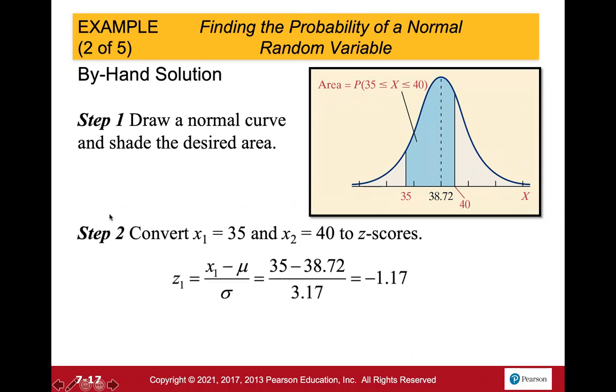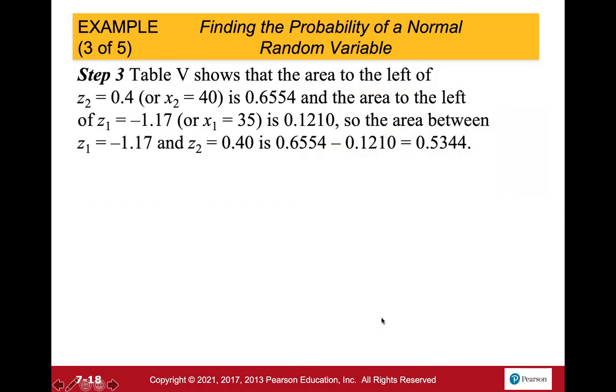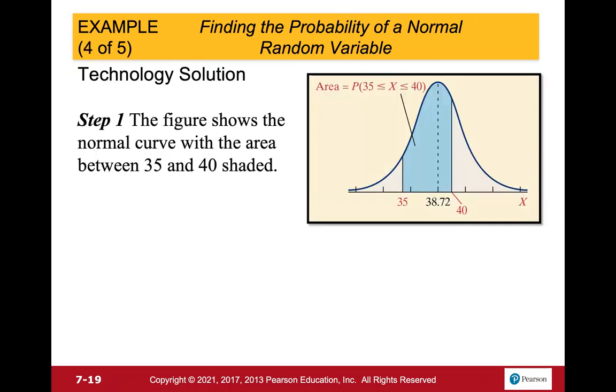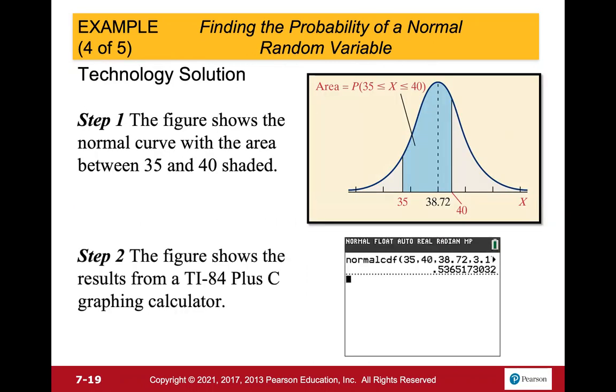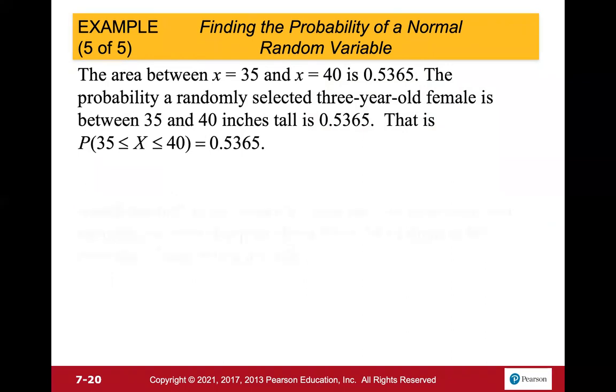So that's how they found the 35th percentile, or the 35th z-score, the 40th z-score. So we have those two values, and they went over to the table and found the two values. And on technology, how did they do this? So they used the TI-84 Plus calculator. We used Excel, but no big deal.